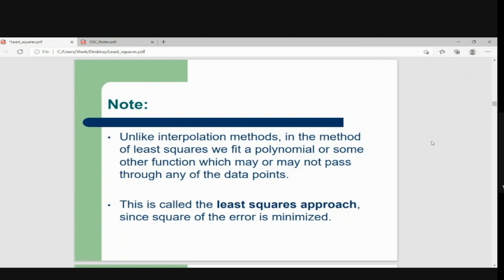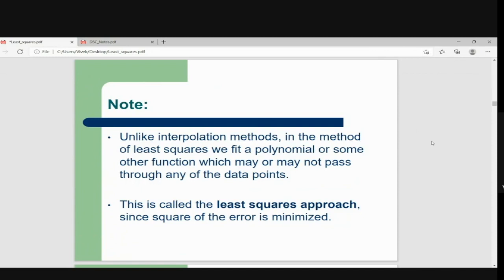Because if these data points are not lying on a line, and I want to interpolate them, then I have to take a curve which is passing through all these points and satisfying 5 points. Definitely I have to take a fourth order polynomial, because with its help I will be able to get a curve passing through all these 5 points. So to get rid of this, we apply the least square approach.